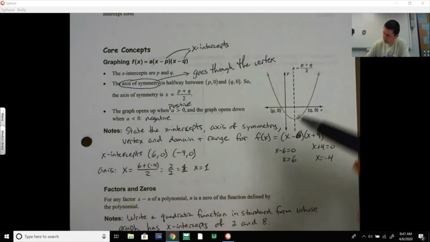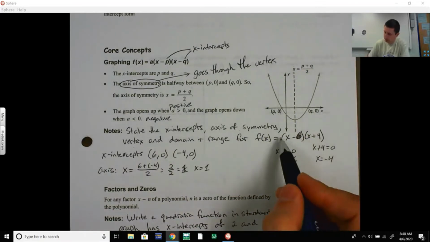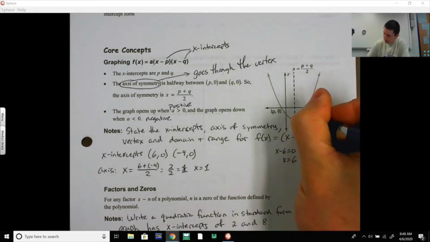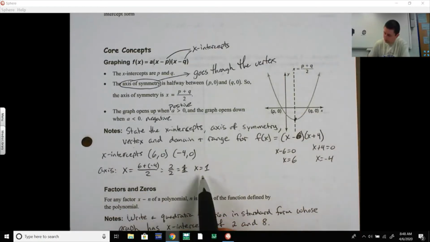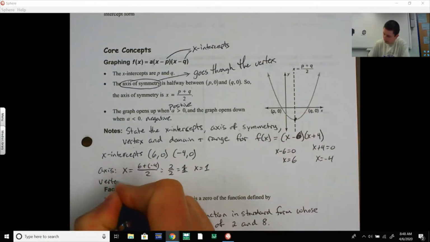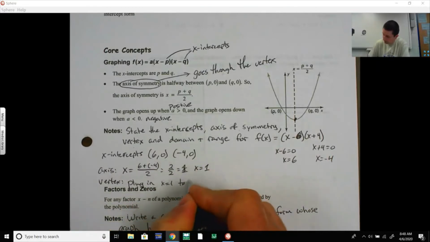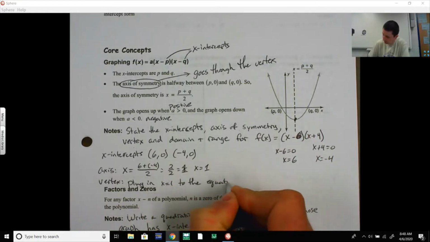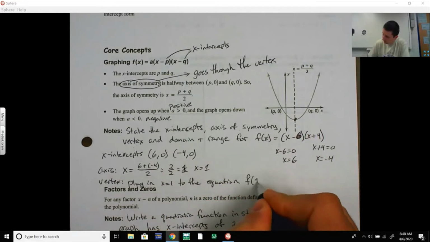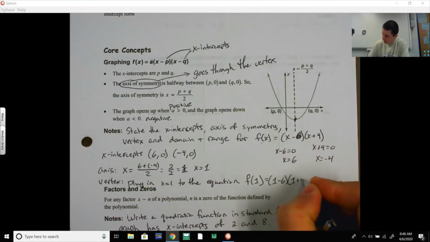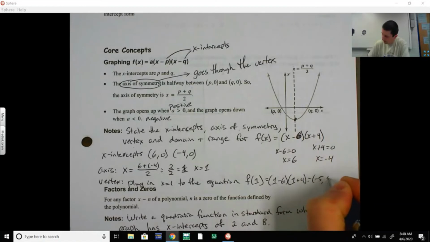Vertex. Okay, first of all, is this graph opening up or down? So you look in front, it's a positive, so we know it's going up. The vertex. Okay, remember the axis of symmetry goes through the vertex. So we're going to plug in x equals 1 to the equation. So we're doing f of 1. I'm pulling this from up here. F of 1 equals 1 minus 6 times 1 plus 4. That's negative 5 times 5, which is negative 25.